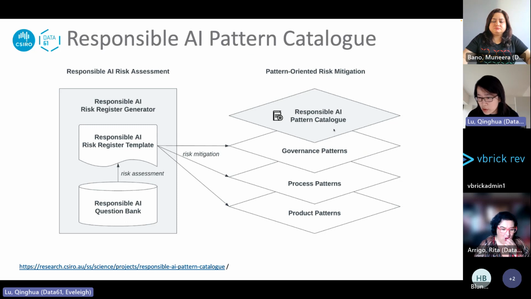The main purpose is to ensure the trustworthiness of the development process of AI systems. And the third group is product patterns. Those product patterns can be viewed as components or product features of the AI system. So by using the product patterns, we can build responsible AI by design into the architecture of the AI system.